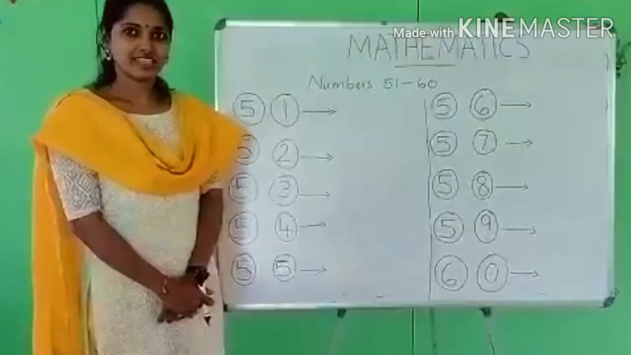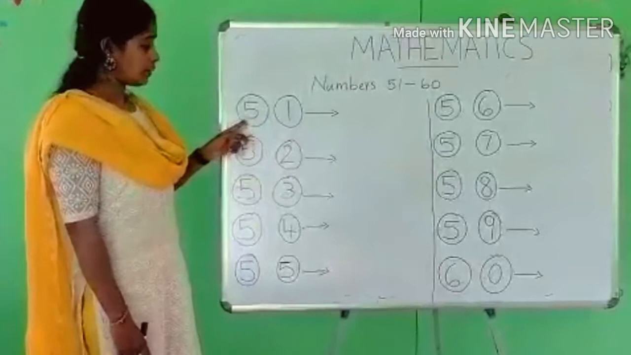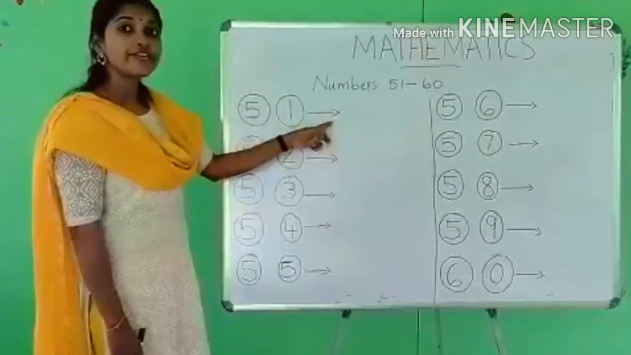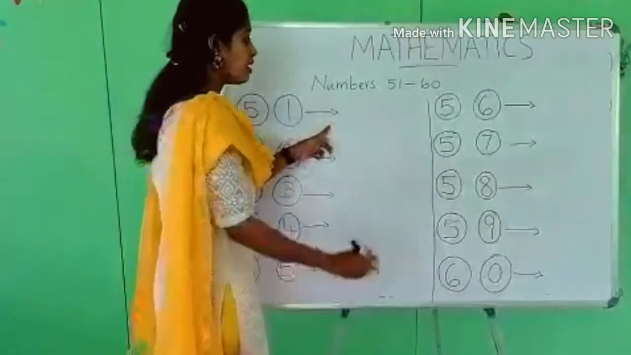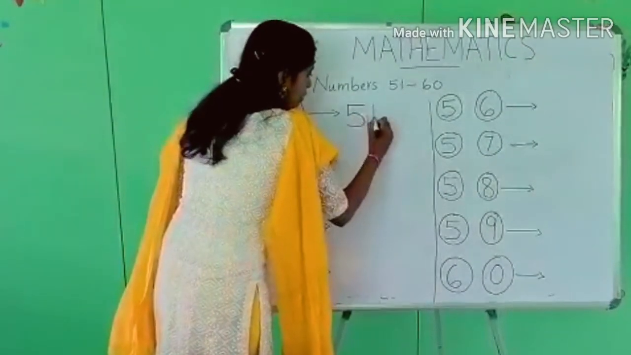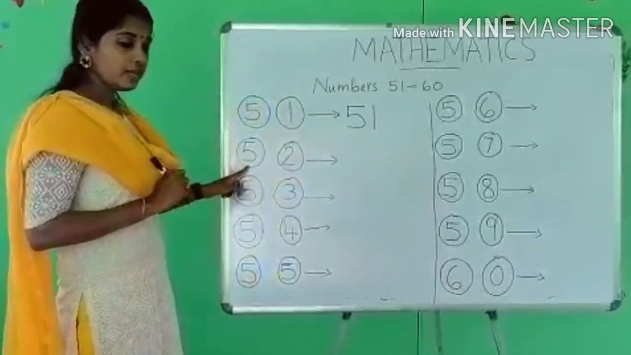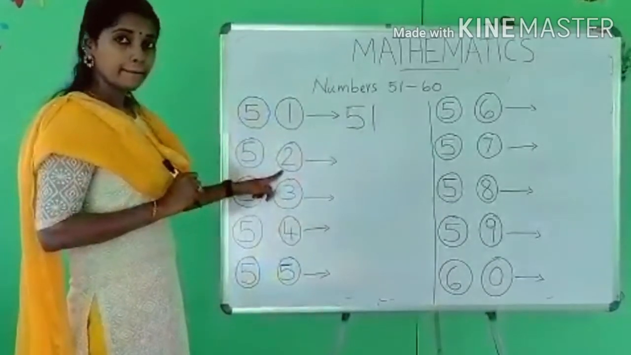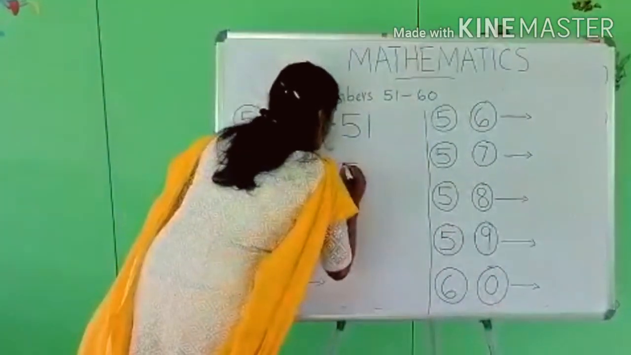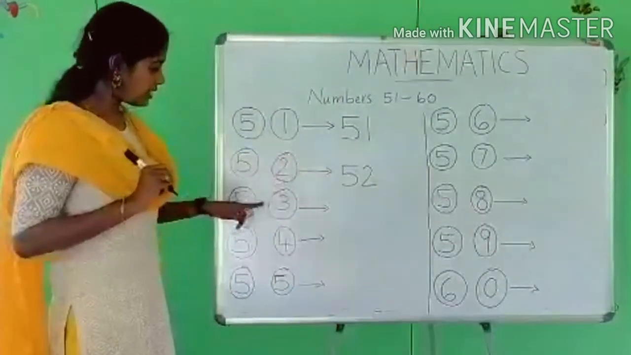Listen carefully. Children, which number is this? 5. Number 5 and 1 makes 51. How to write number 51? Listen carefully. 5, 1, 51. And this number? Number 5 and 2 makes number 52. 5, 2, 52. And next number?